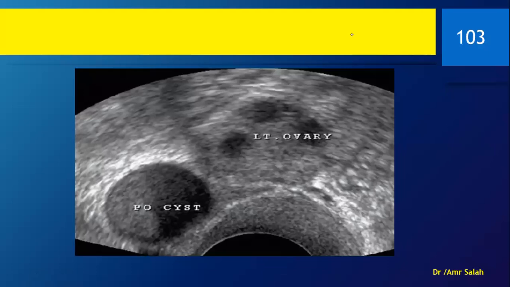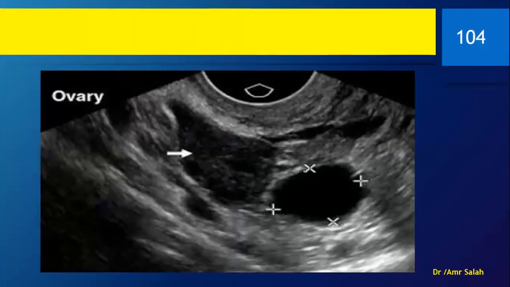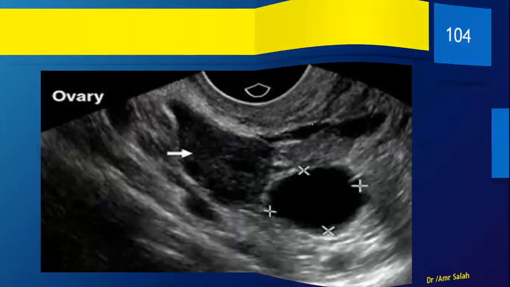Yet another example. This is the ovary, and this is the cyst. So this is a para-ovarian cyst. What about this one?